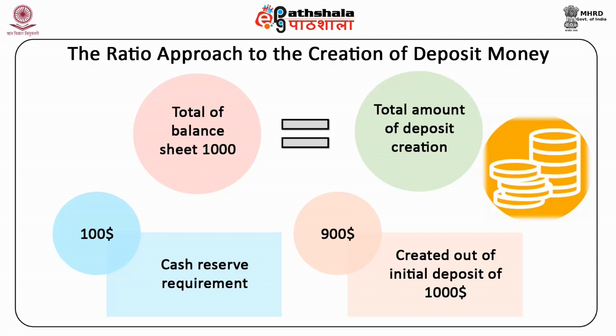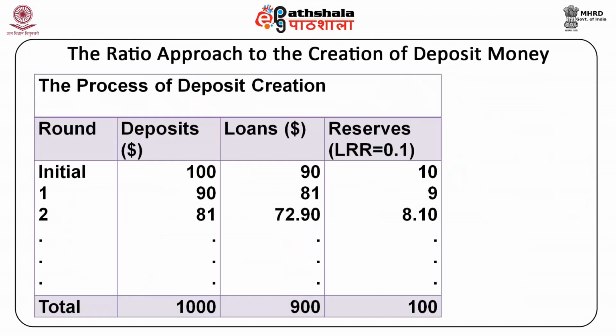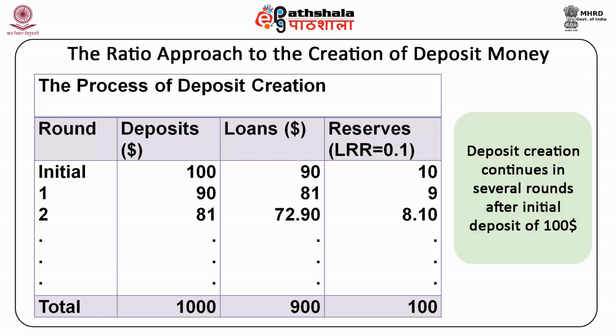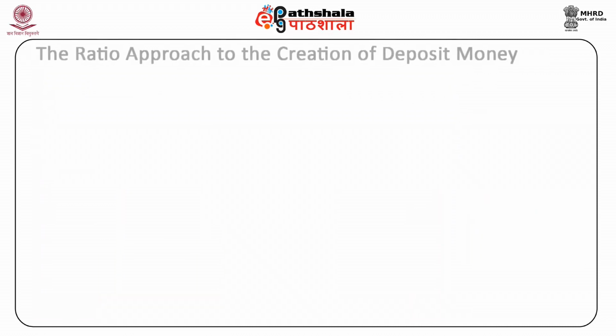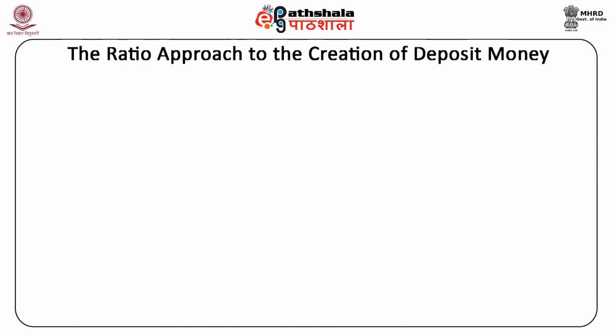The process of credit creation can also be understood from the given table. Deposit creation continues in several rounds after the bank receives an initial deposit of $100.